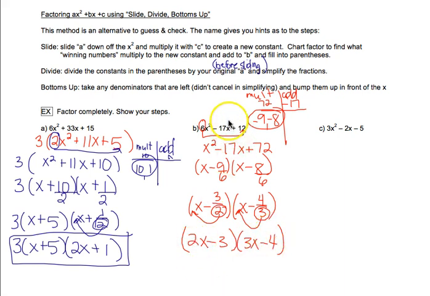Can double check it. -9 minus 8 gives me negative 17. 2x times 3x gives me 6x squared. -3 times -4 does give me 12. It all works out. This is my final answer.